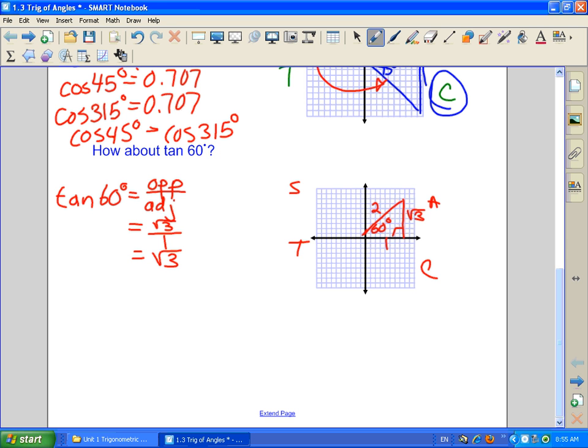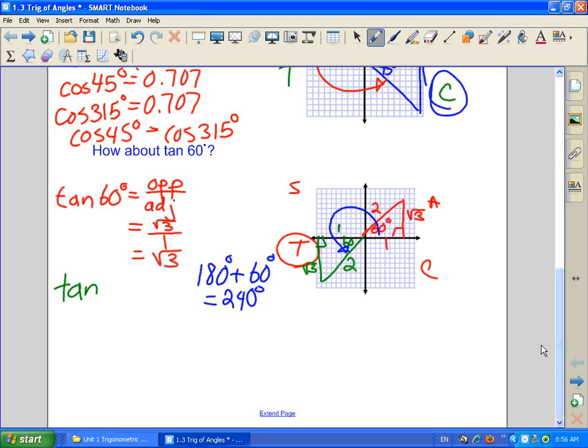Where else is tangent positive? It's positive in quadrant 3. So basically, I'm going to draw it like this. Here's my 60 degrees, and again I've got my 1, my root 3, and my 2. So tangent of what angle do we get in order to make that? From my initial arm, how do I get that? You need to find your total angle, which is 180, and you have to add the reference angle in, which is 60 degrees. Adding those together, you should end up with 240 degrees.